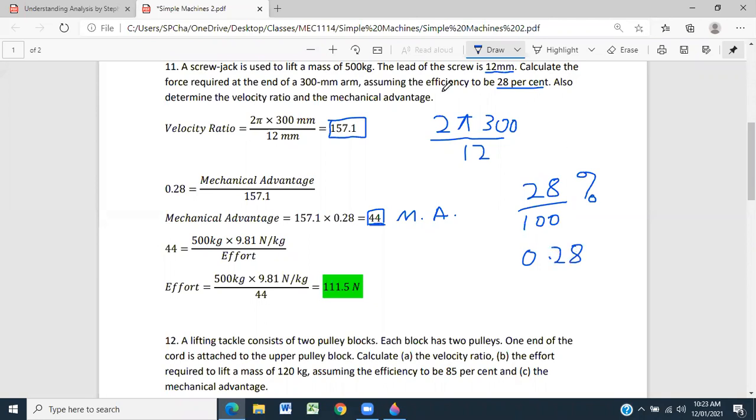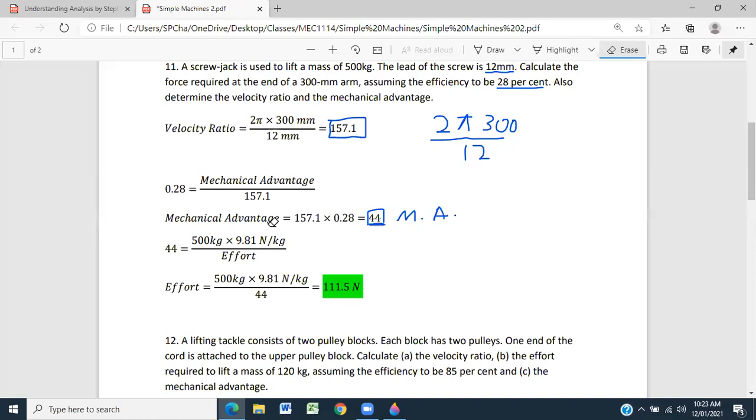So when we give it in per unit, they mean the number per unit, right? The unit values. And when they give them as a percent, they of course mean a fraction out of 100. Okay. So 28. That's right. So we found the mechanical advantage as 44.